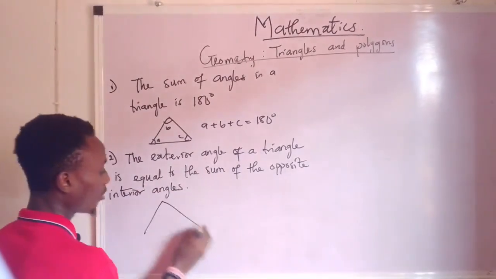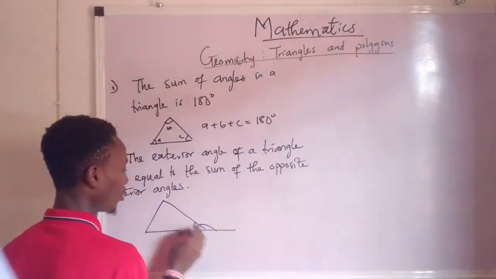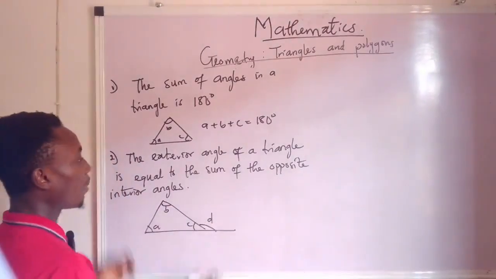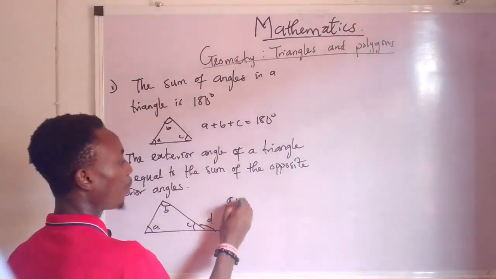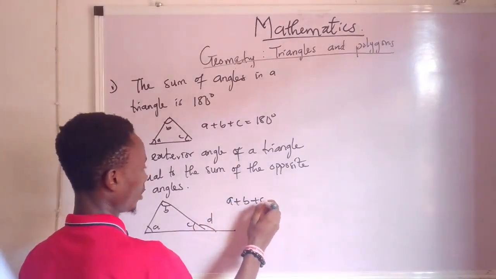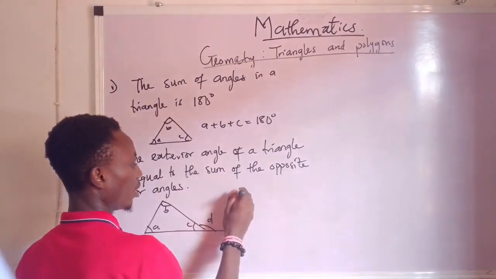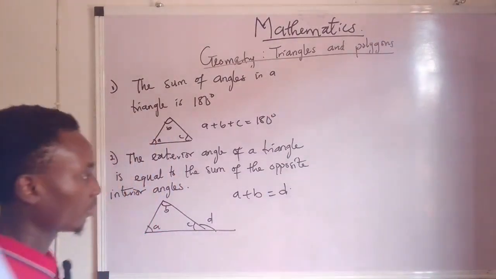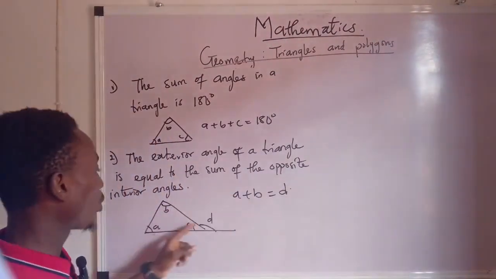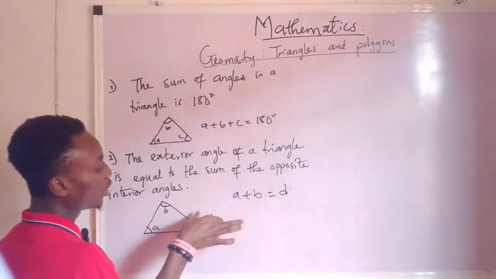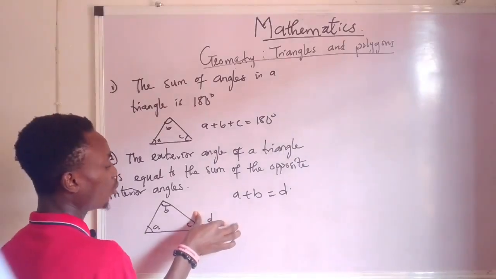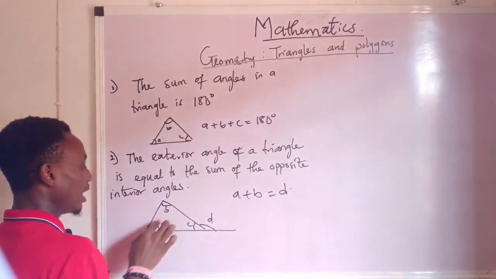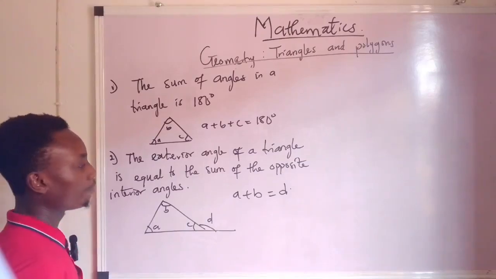Now if you have this triangle with A, B, C, D, what this theorem actually means is that A plus B is equal to D. The exterior angle of a triangle is equal to the sum of the opposite interior angles A and B.